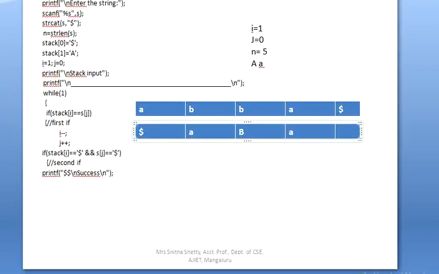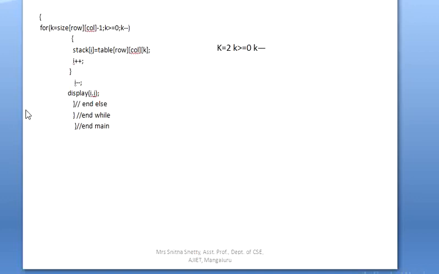Next, again I gets incremented. I becomes 4. Now again k has reached less than 0. So this condition will fail, and we will come out of the for loop.